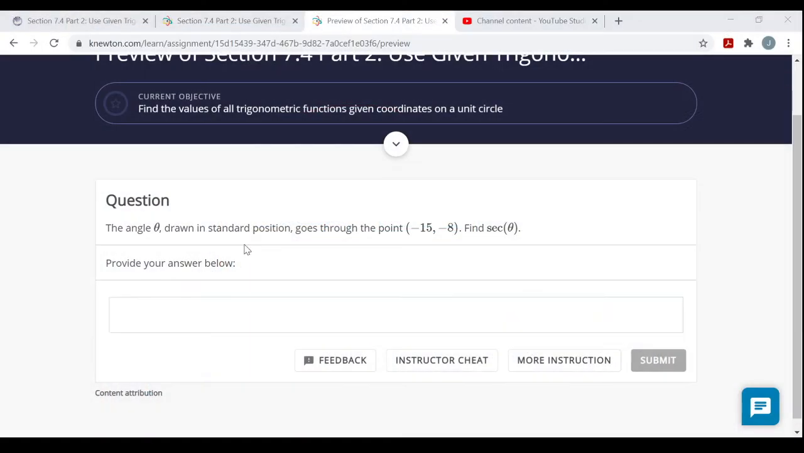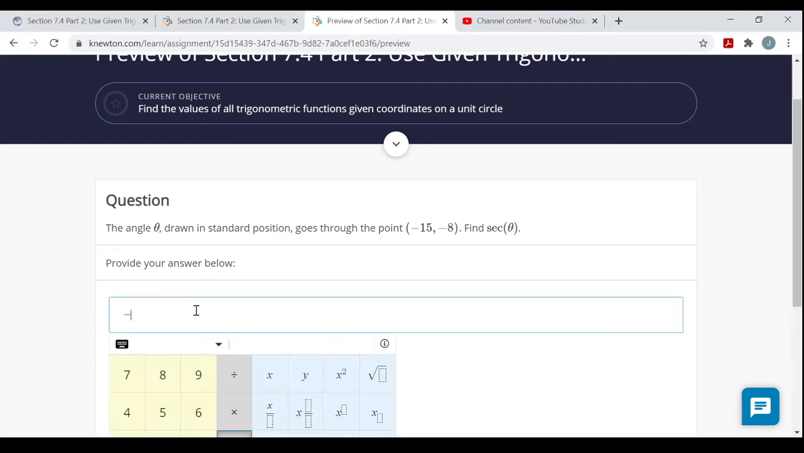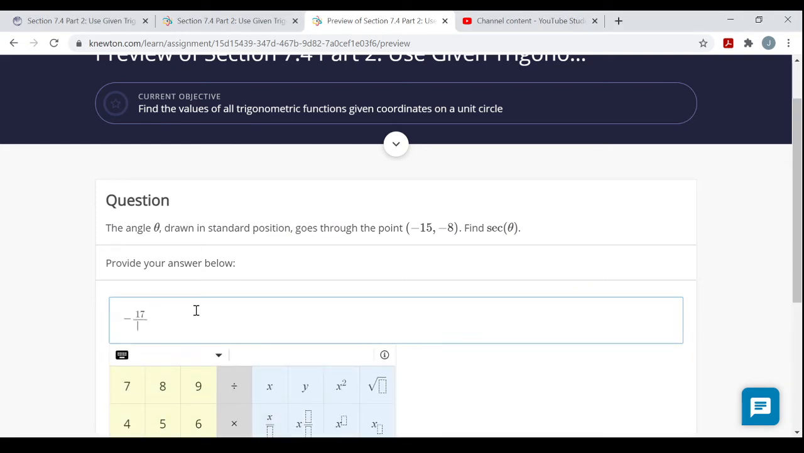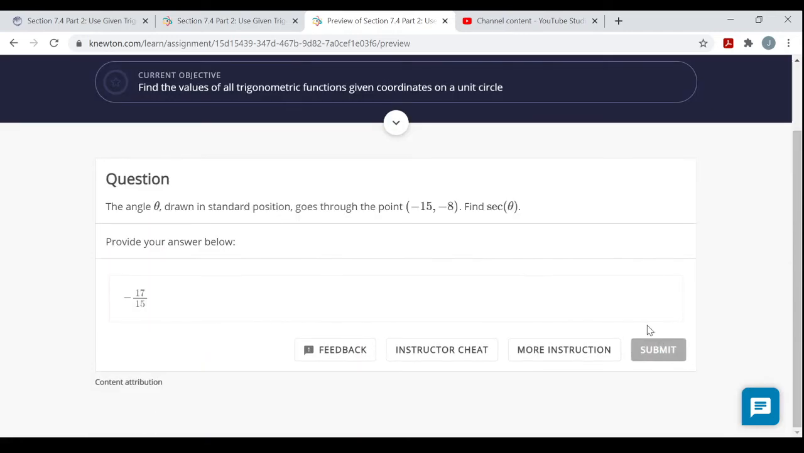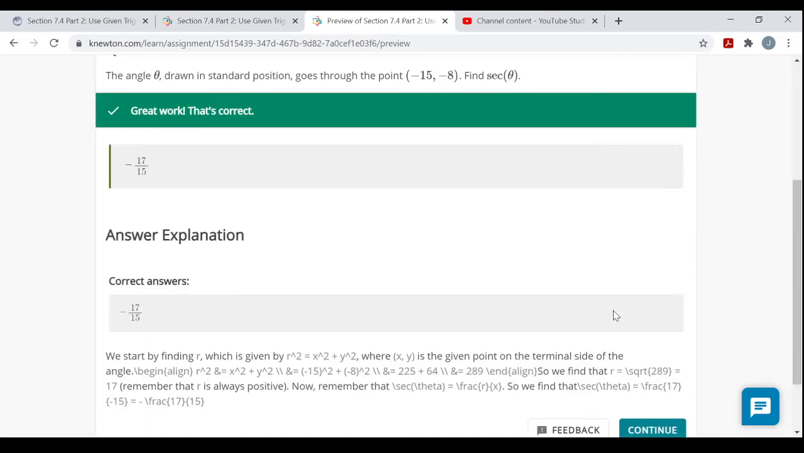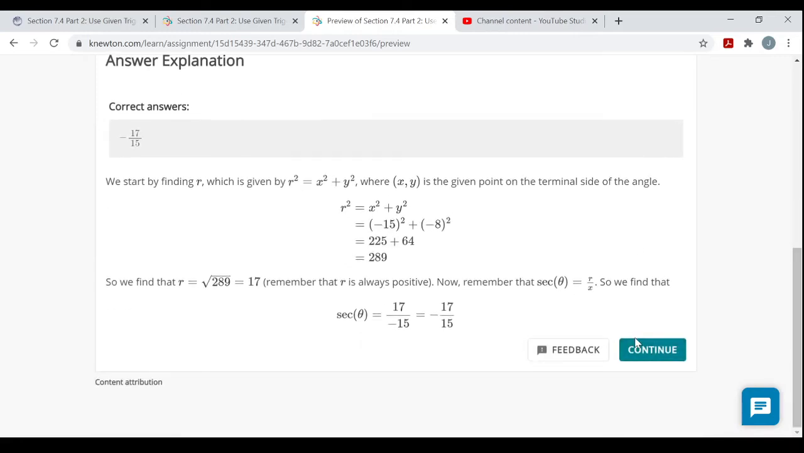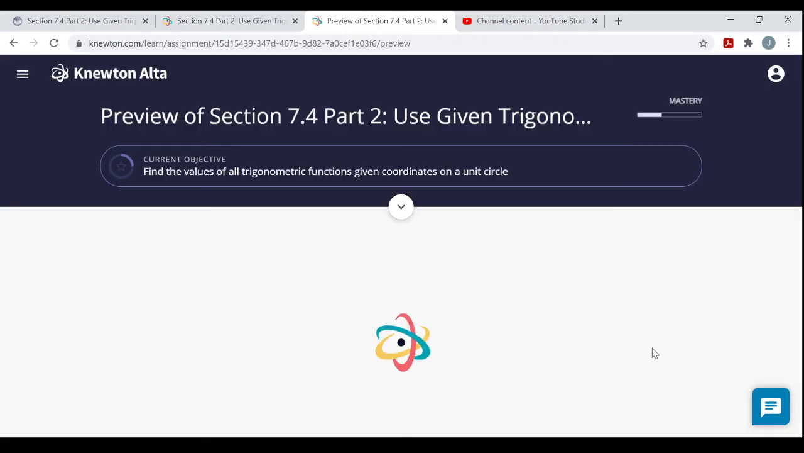So back to what I enter here, -17/15 as a fraction. Make sure it's negative. If it's going to be negative, don't forget your minus signs. And they do basically the same thing I did, without the picture. I always like drawing a picture, as you have seen.